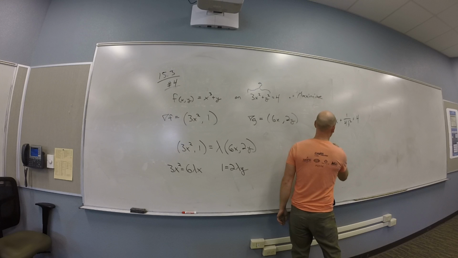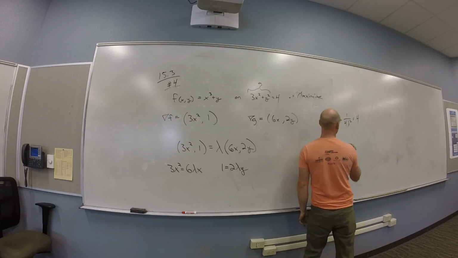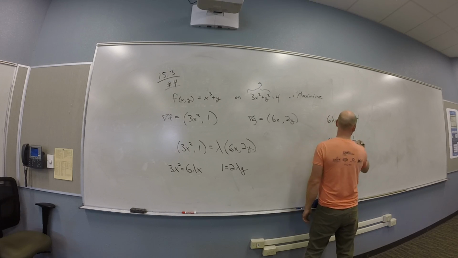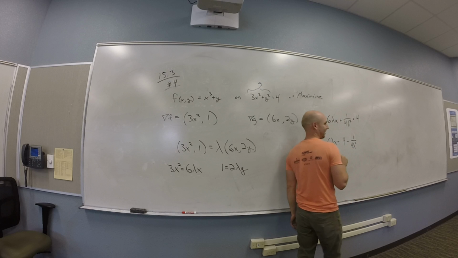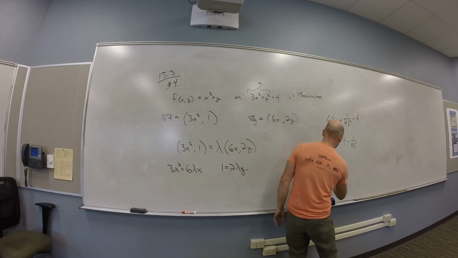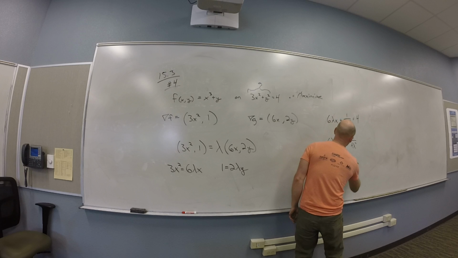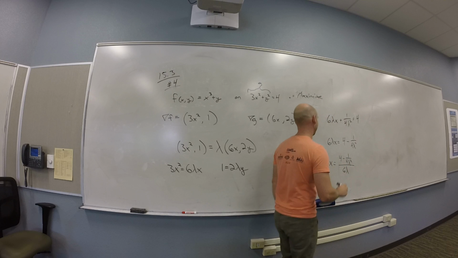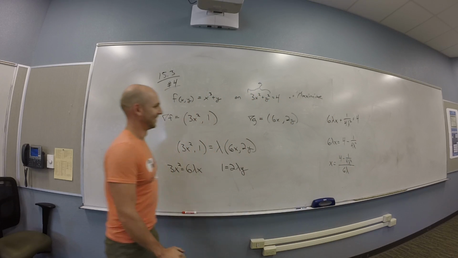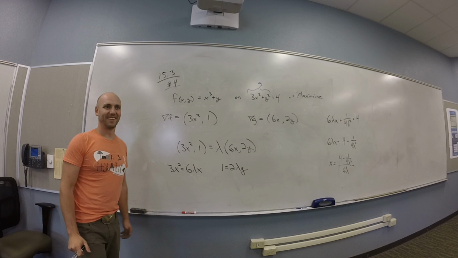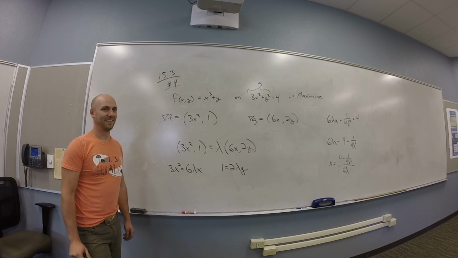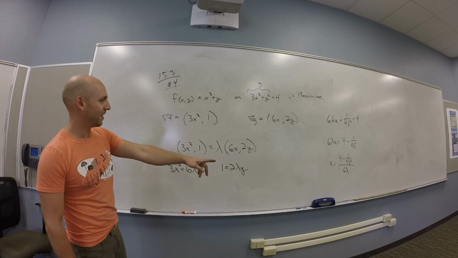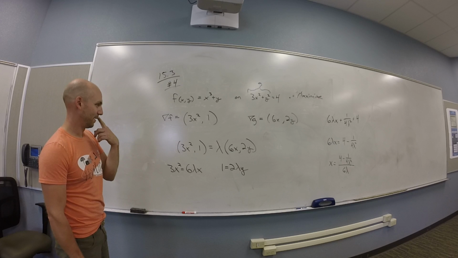Okay. So I got 6 lambda x is 4 minus 1 over 4 lambda squared. And then, okay, so I got x is 4 minus 1 over 4 lambda squared over 6 lambda. That's a really terrible thing. Right? And plug that in for y. And then plug that in for where? I can see that.